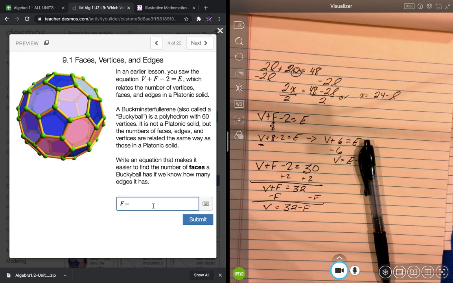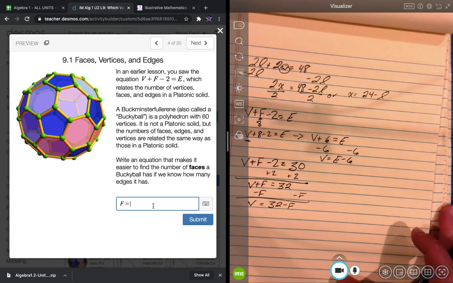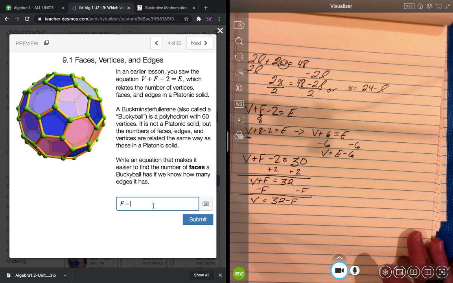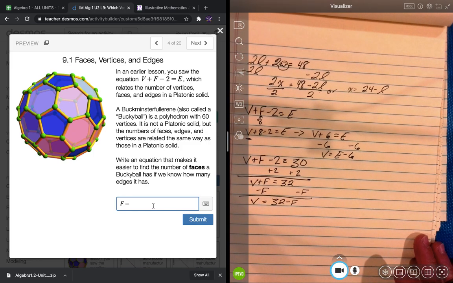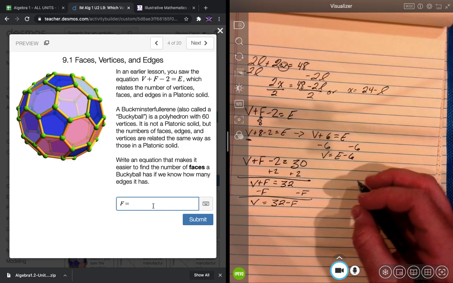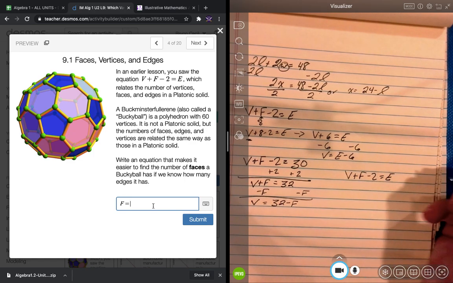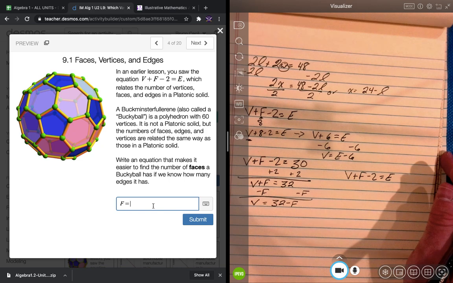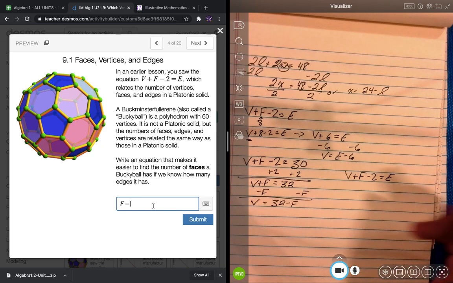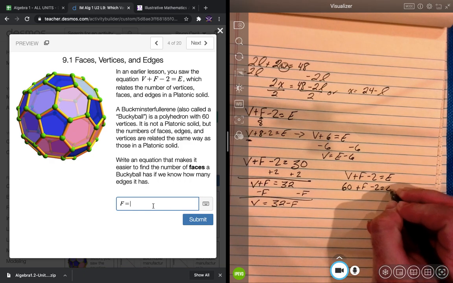Okay, now we've got a buckyball. It has 60 vertices. And it's asking, what about the number of faces? So I plug a 60 in for the V, because again, this is what I have: V plus F minus 2 equals E. I can plug a 60 in for V. 60 plus F minus 2 equals E.